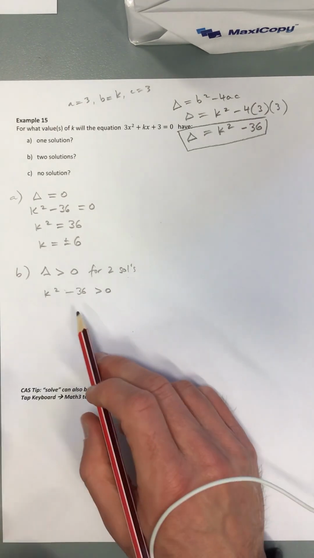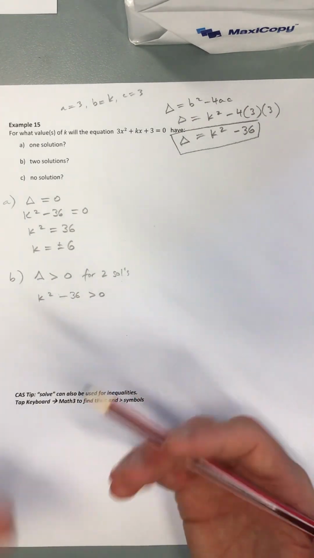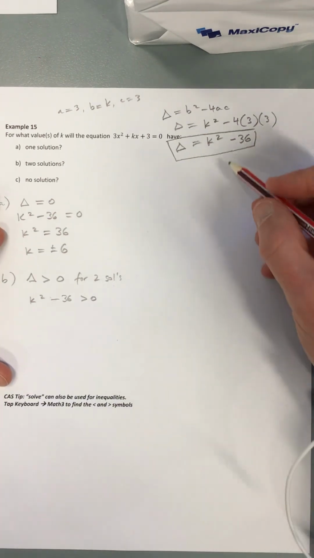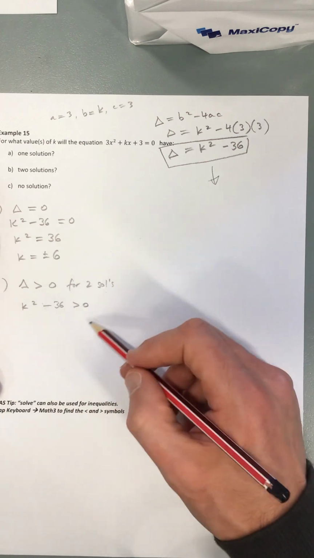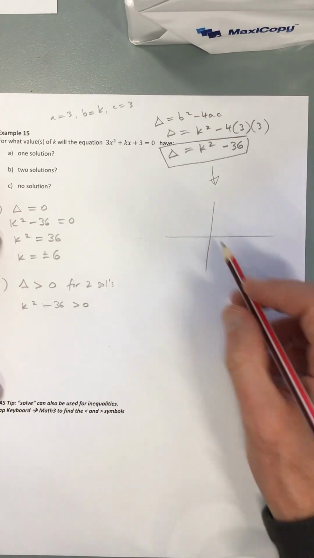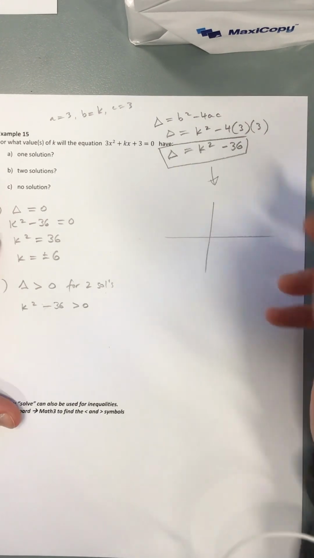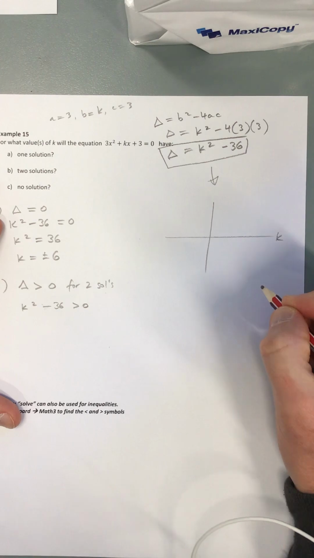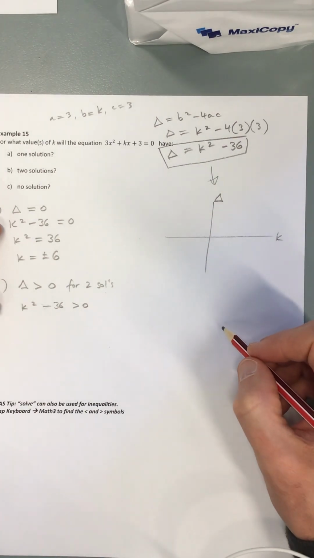We can't really just take the 36 over to the other side and take the square root because inequalities with quadratics don't quite work that way. I think a really useful way of solving a quadratic inequality is actually to try to sketch even just a really rough graph. So what I'm going to do here is sketch a graph of the discriminant against k. So k is my value along the x-axis, the discriminant is my value along the y-axis.